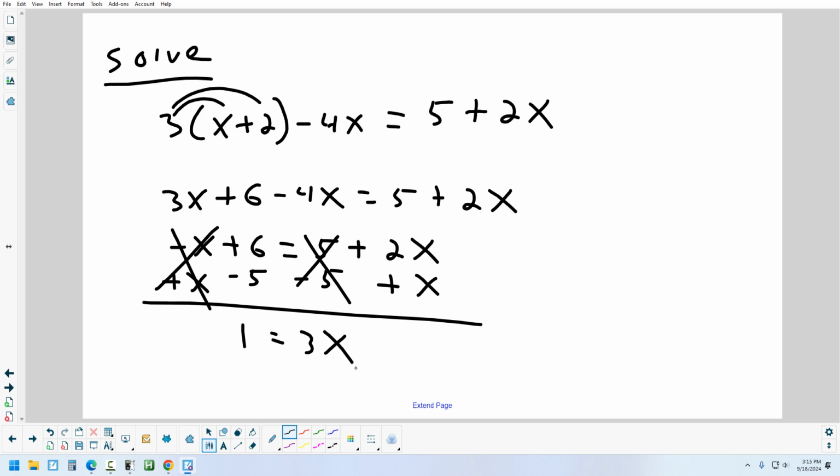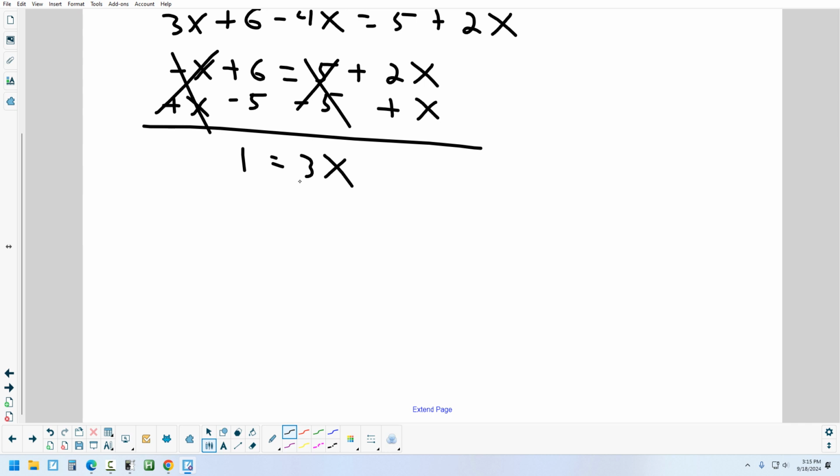And Mad, what would be my last step? Just dividing by 3, which would get you 1/3. Yep, divide by 3, and x equals 1/3.